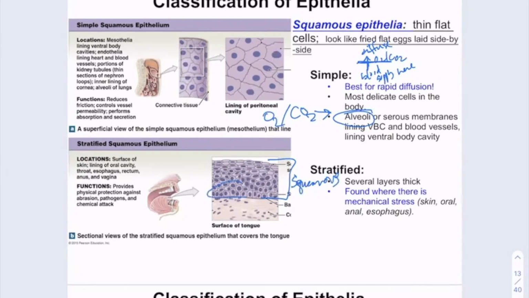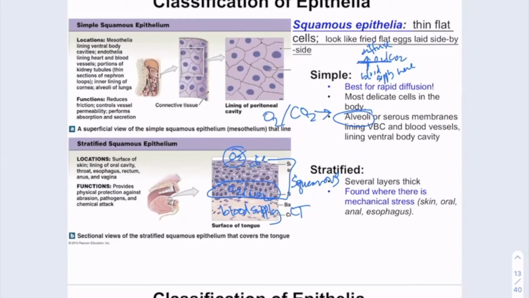These cells right here look more robust because they're closer to the blood supply, which is here in the underlying connective tissue, right? And so these cells right here are getting nutrients. But these cells up here are not really getting oxygen, and so they start to die.